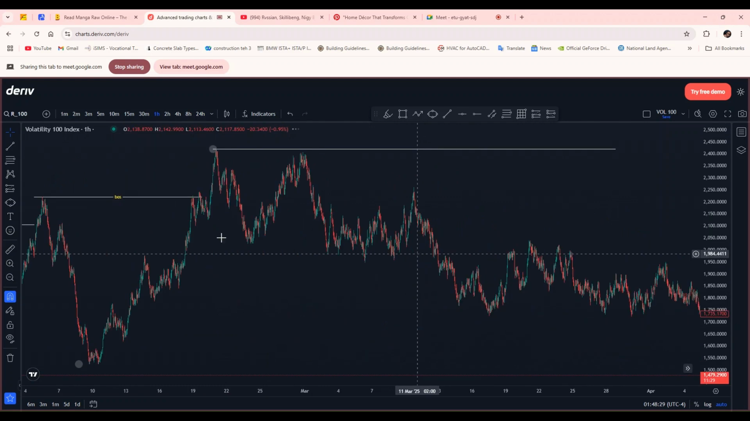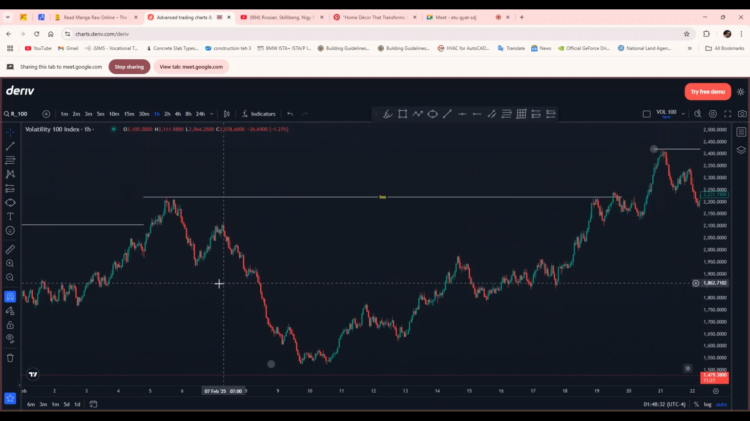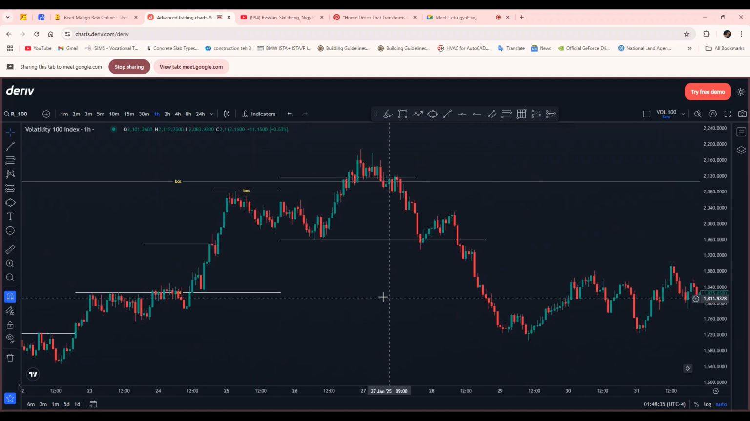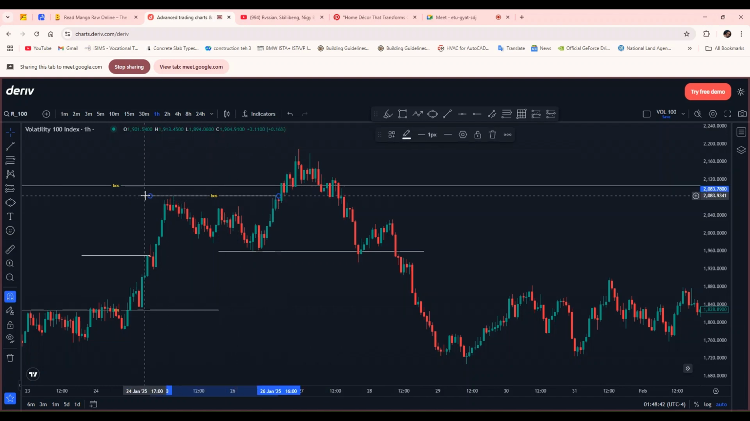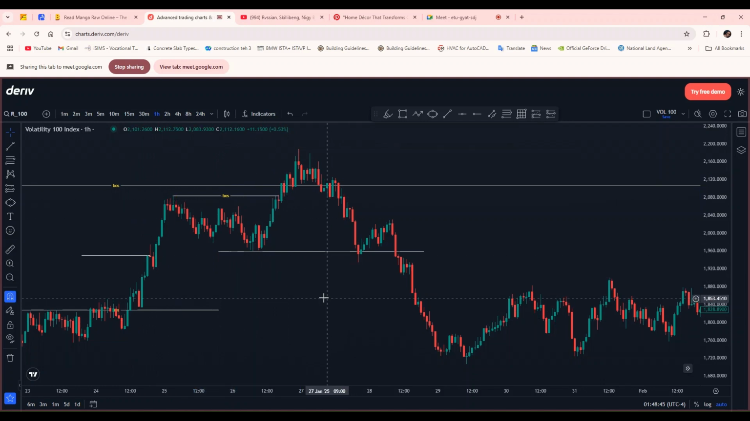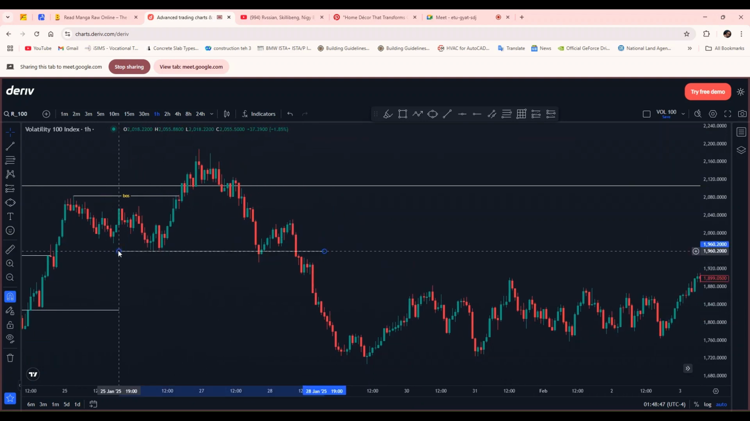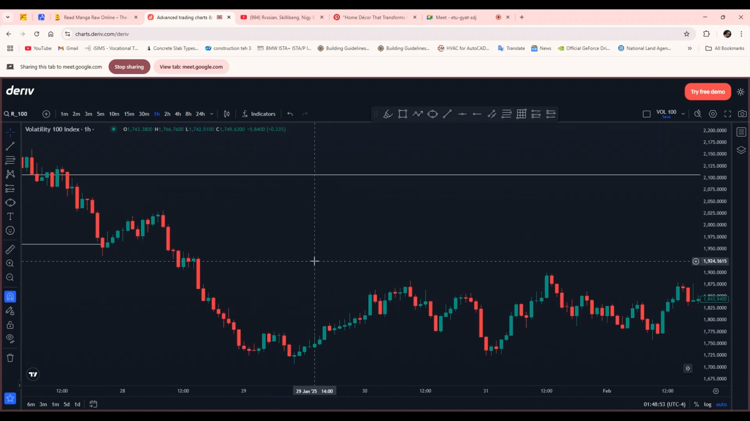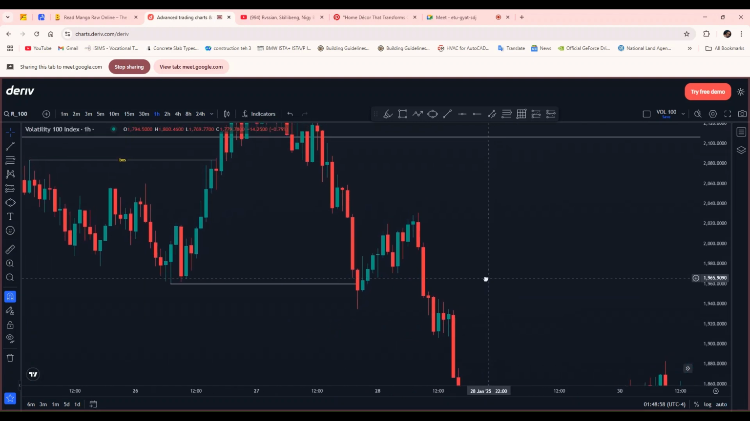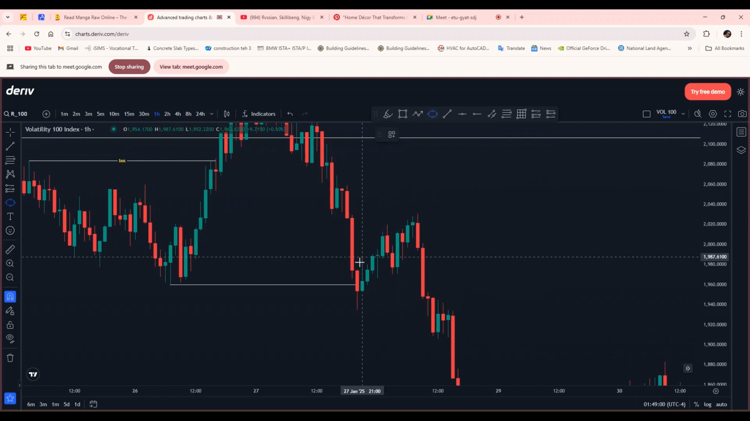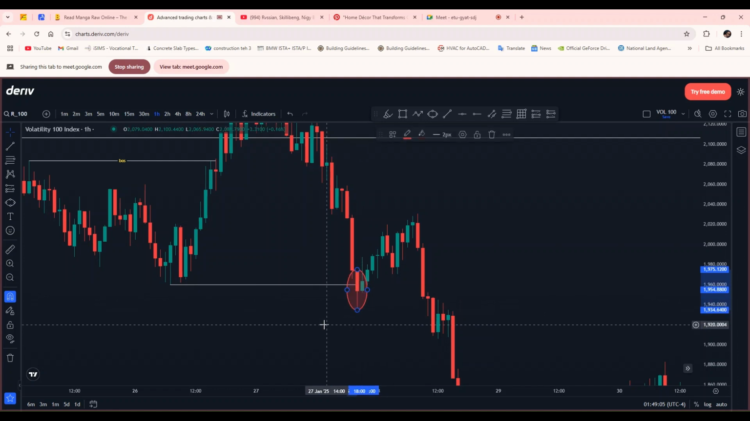Let me go back a bit to find it. Here we are. Let me delete this. So here we have the last breakup structure. And here we have the area we are expecting a market structure shift to happen. And here we can see on the lower time frame, we can find the specific area with the specific candle that broke structure, giving us a market structure shift. This is the specific candle that caused that break.